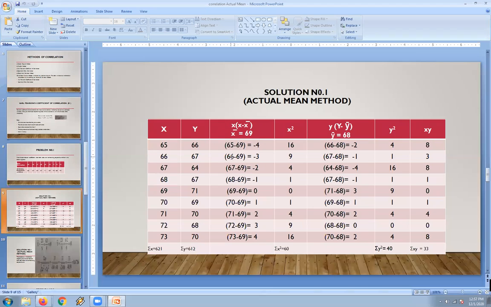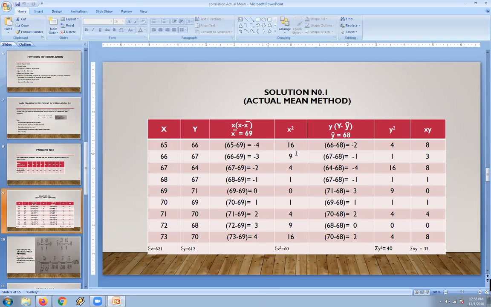65 minus 69, 69 minus 69, 67 minus 69. All the values of x should be deducted with x bar. Then we are going to get the values of deviation of x, that is minus 4, minus 3, minus 2, minus 1, 0, 1, 2, 3 and 4.